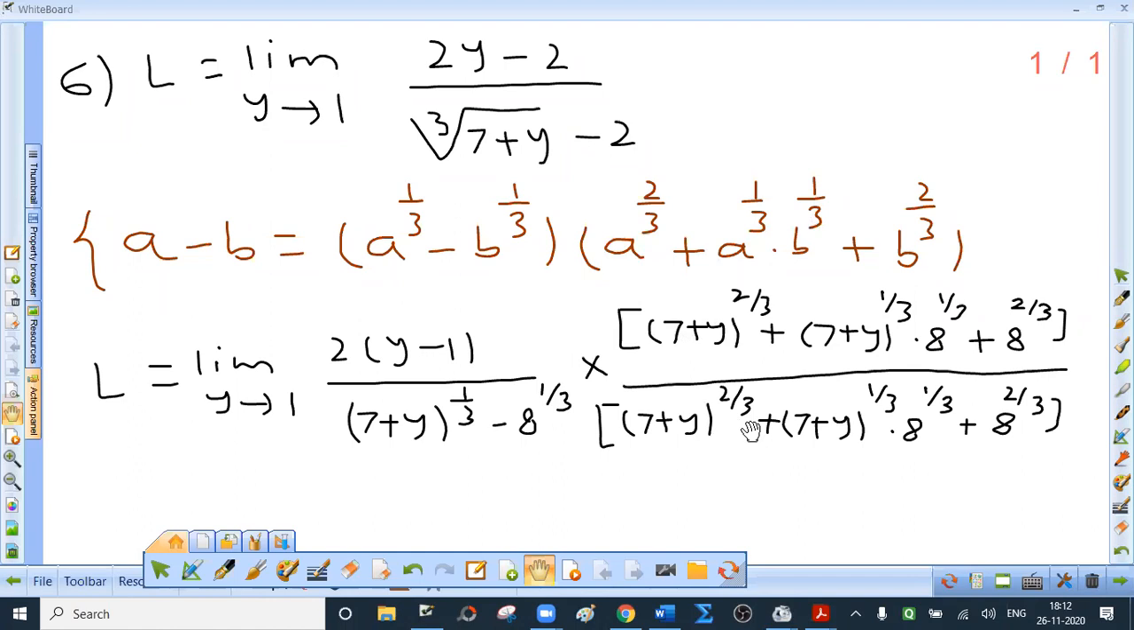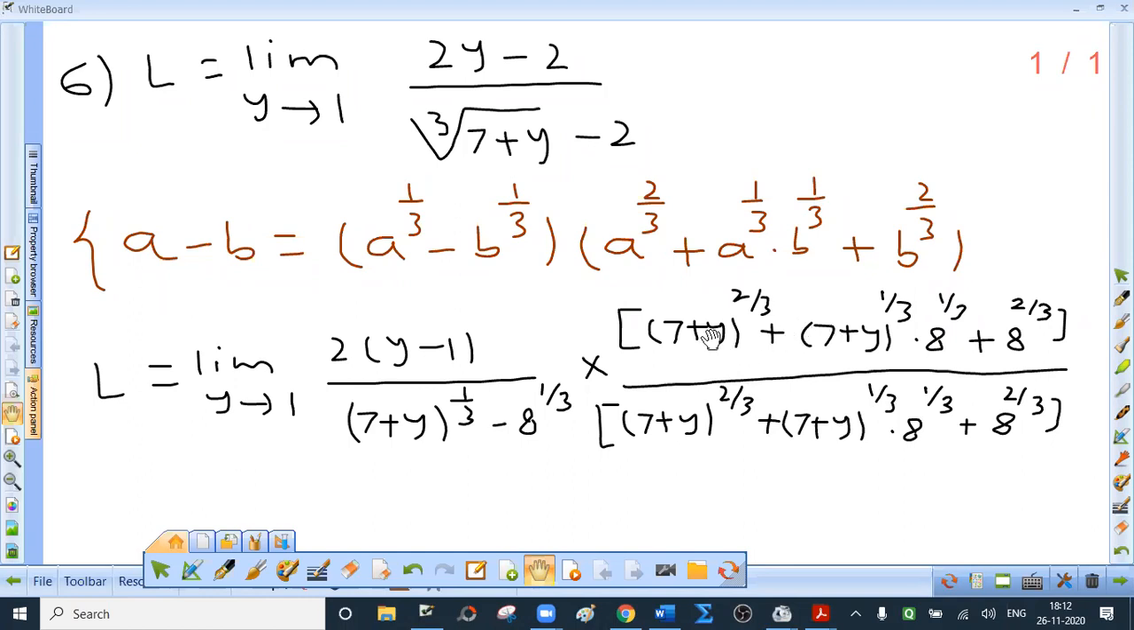So though we do not require it in the numerator, we have to write that in the numerator also, right? So (7 + y)^(2/3) + (7 + y)^(1/3)·8^(1/3) + 8^(2/3). So we have multiplied numerator and denominator by this.